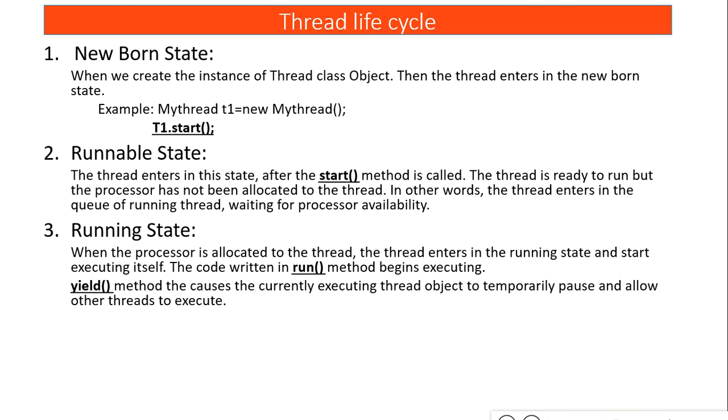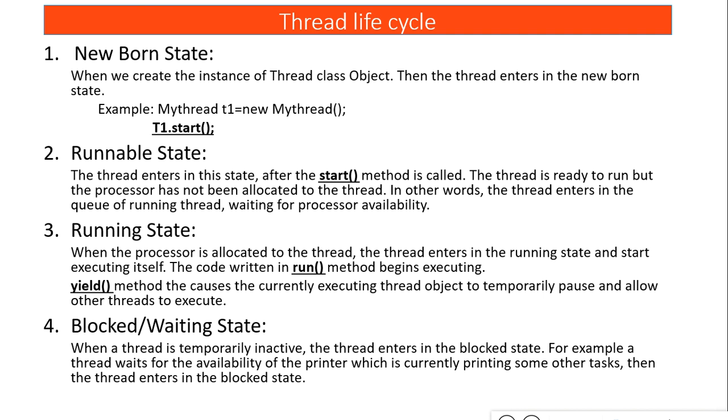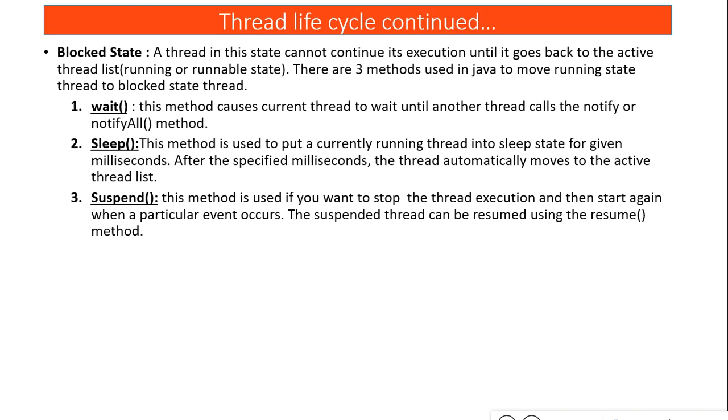What does the yield method do? The yield method is used to cause the currently executing thread object to stop temporarily and allow other threads to execute, to switch the turn. Now the blocked or waiting states: at that time your thread is temporarily inactive, it is blocked, it is not doing anything. Now these are the methods to block.